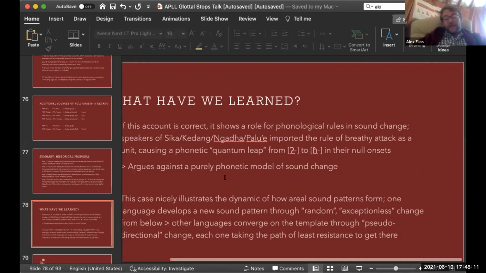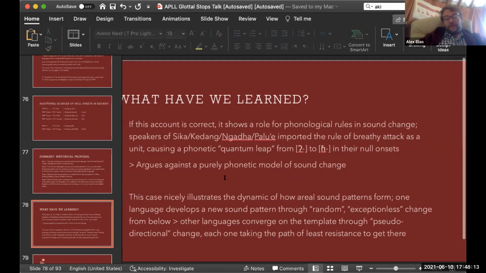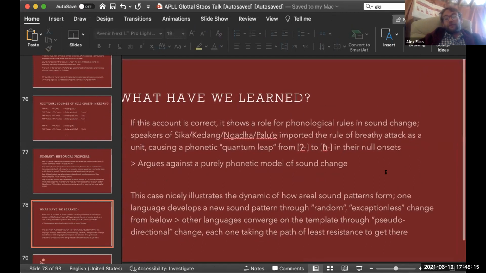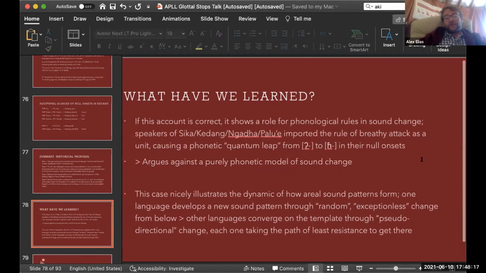And perhaps some takeaways. What have we learned? If this account is correct, it shows a role for phonological rules in sound change, which is interesting. If it's true that they imported the rule of breathy attack wholesale, causing a sort of phonetic quantum leap, it goes against a purely phonetic model of sound change. And it's a nice illustration of how areal sound patterns form. Thank you.